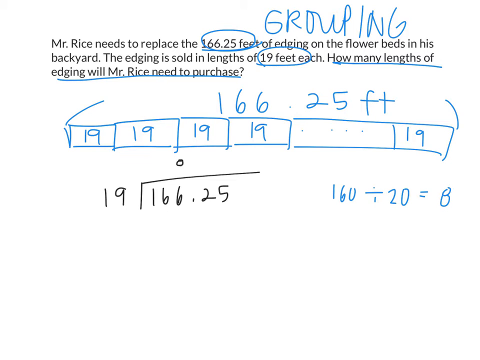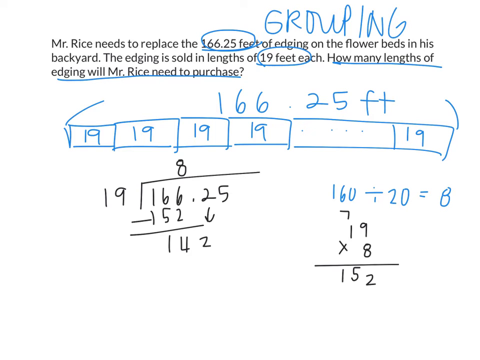I'm going to try 8 ones. So in order to try it, I have to do 19 times 8, which is 152. 8 times 9 is 72, 8 times 1 is 8, 152. Okay, when I subtract, I get 14. I'm going to bring down the 2, but now don't forget that the 2 is in the tenths place, so I have 142 tenths, so my answer is going to be in the tenths place.